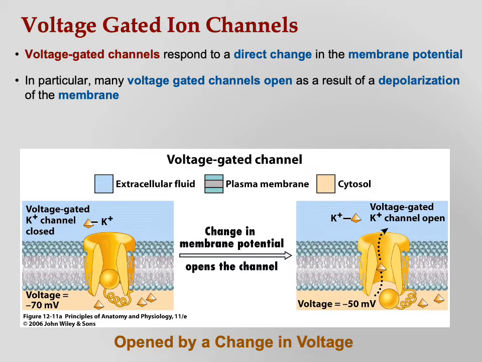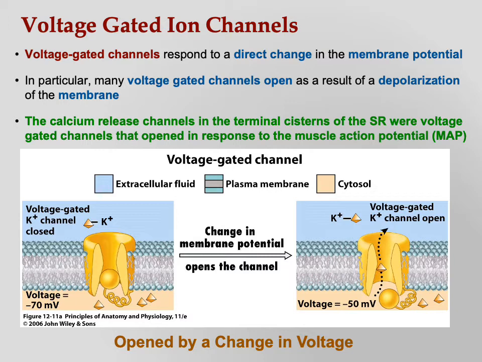This is a classic voltage-gated channel, opened by depolarization of the membrane. That caused the channel to open, and now the ions can get through. They couldn't before. They can only get through once the channel has been opened by depolarization. And again, we saw this before.